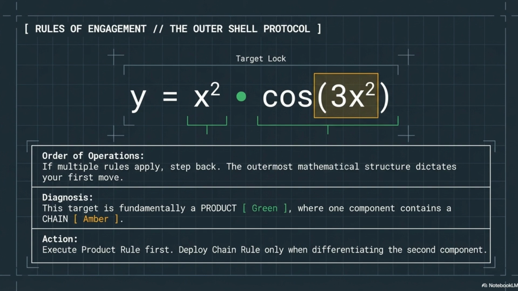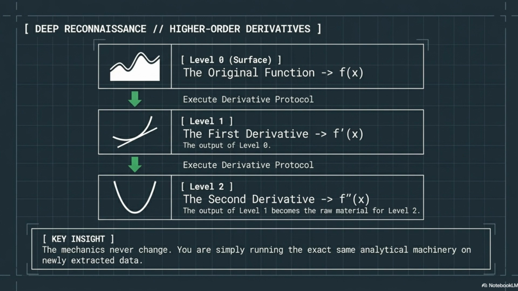Next, we move into deep reconnaissance with higher-order derivatives. Think of the original function as level 0, or the surface. Executing the derivative protocol gives you level 1, the first derivative. The output of level 1 then becomes the raw material for level 2, giving you the second derivative. The key insight here is that the mechanics never change. You are simply running the exact same analytical machinery on newly extracted data.